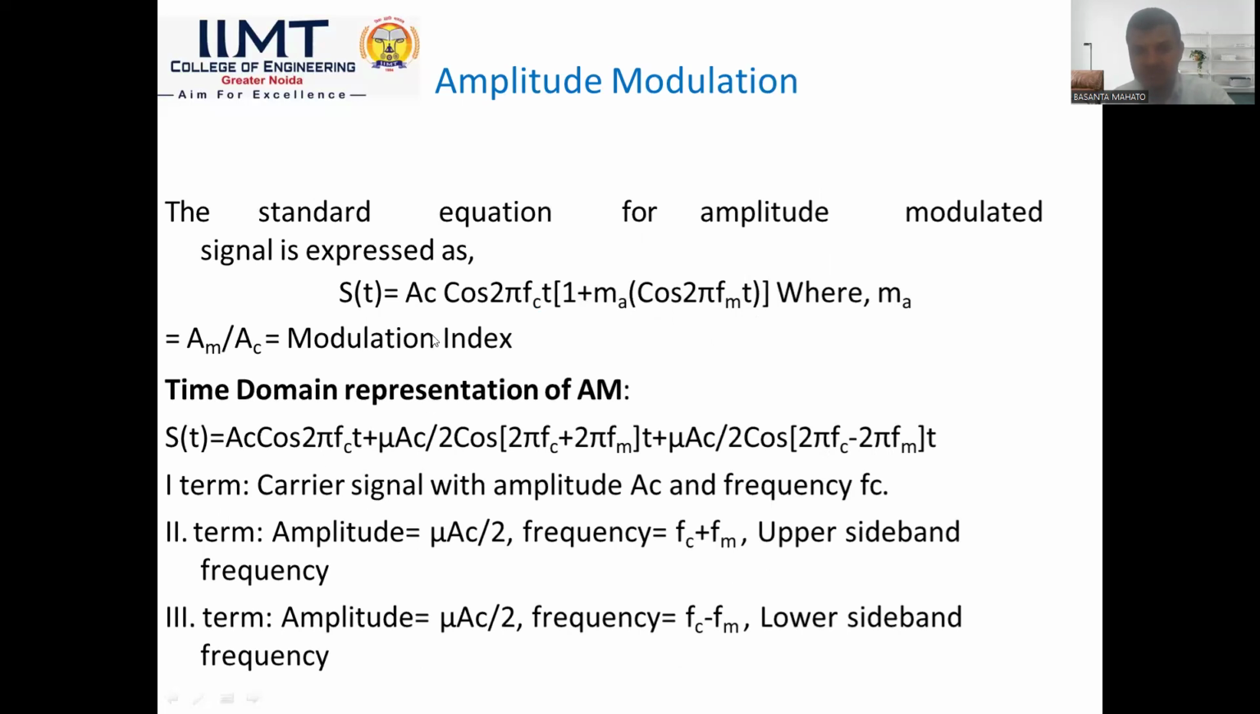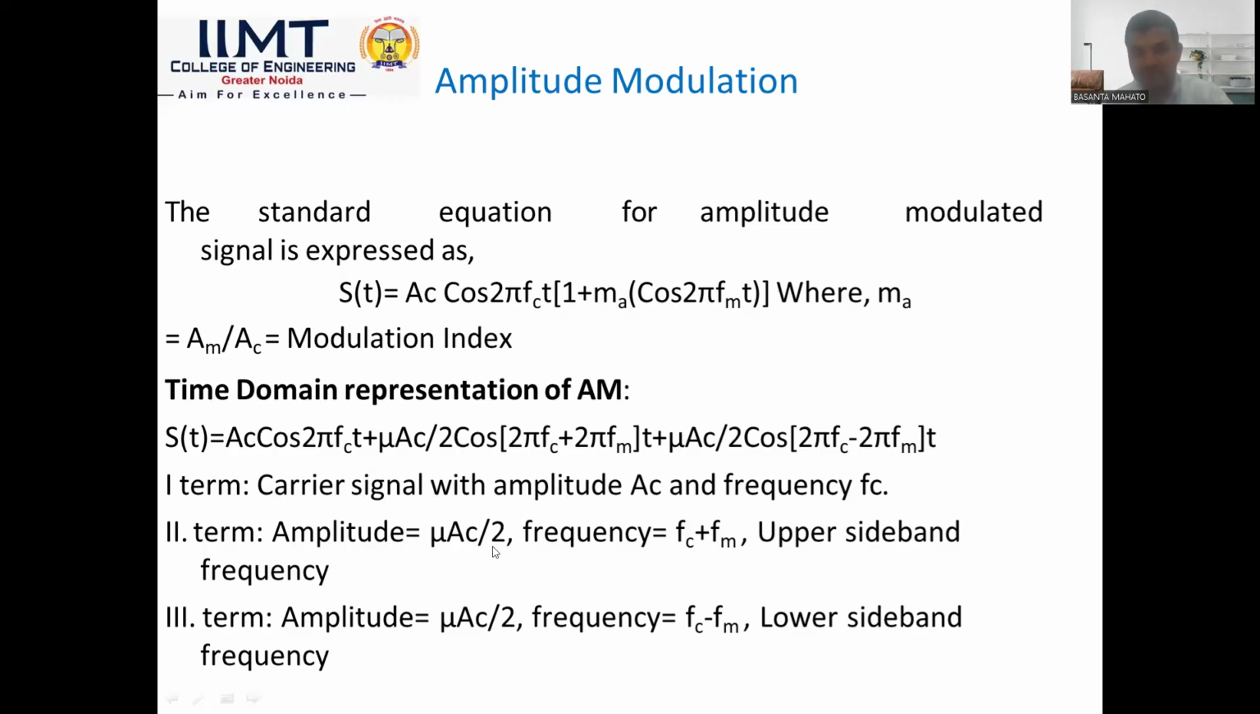So these are the terms. Here you see we have three terms: first, second, and third. The first term is Ac cos omega_c t, which is free from any message signal; it is a pure carrier. In the other two, fc plus fm and fc minus fm, that means message plus carrier, both signals contain the message. So the first term is the carrier signal with amplitude, free from the message.